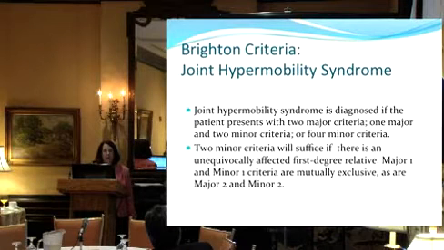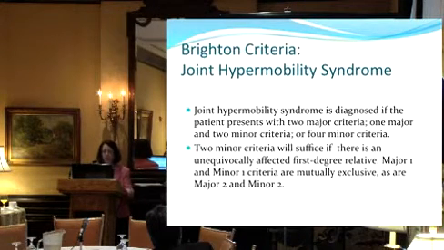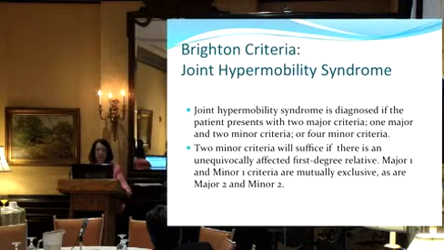And the Brighton criteria for joint hypermobility syndrome include 2 of the major criteria, 1 major and 2 minor, or 4 minor criteria. And if you have somebody who has an unequivocally affected first-degree relative, 2 minor criteria suffice for diagnosis.